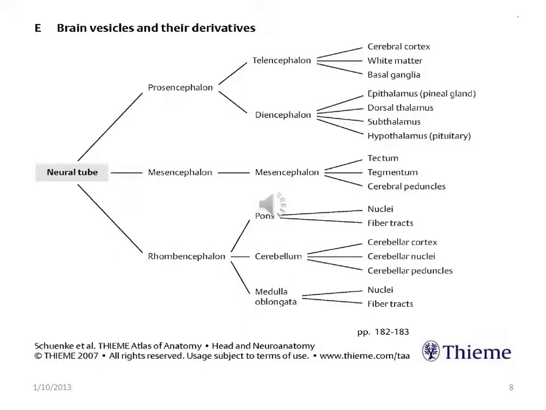This slide shows the parts of the brain that form from the neural tube in more detail. So prosencephalon is what's really going to give rise to the forebrain structures, the cerebral cortex, the basal ganglia, the thalamus and related structures. The mesencephalon is the midbrain, and that gives rise to the midbrain. And then the rhombencephalon means the hindbrain, which gives rise to the pons and cerebellum as well as the medulla oblongata.